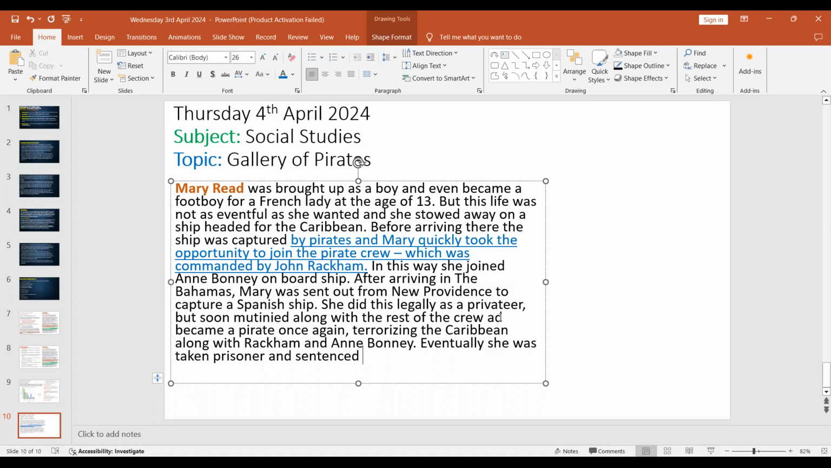So she was taken prisoner and sentenced to be hanged, just like Anne Bonny. Anne Bonny did not get hanged because she was what? Pregnant. And Mary Read didn't get hanged because what? She was also pregnant. No, she wasn't also pregnant. She died. She died of a fever while in prison.